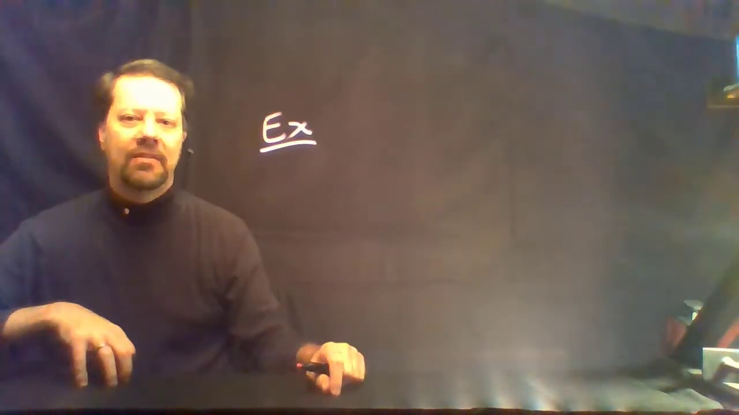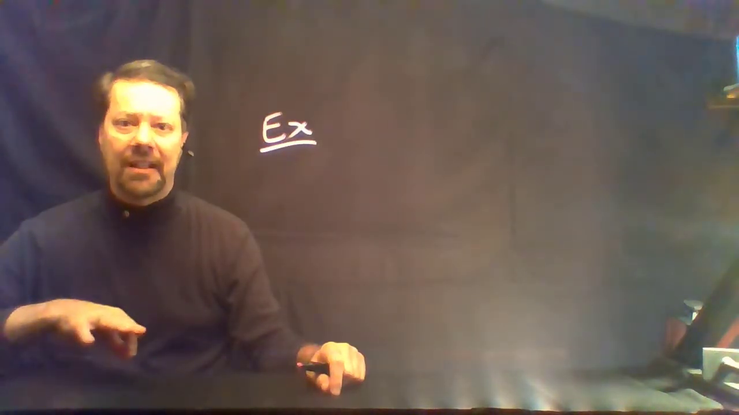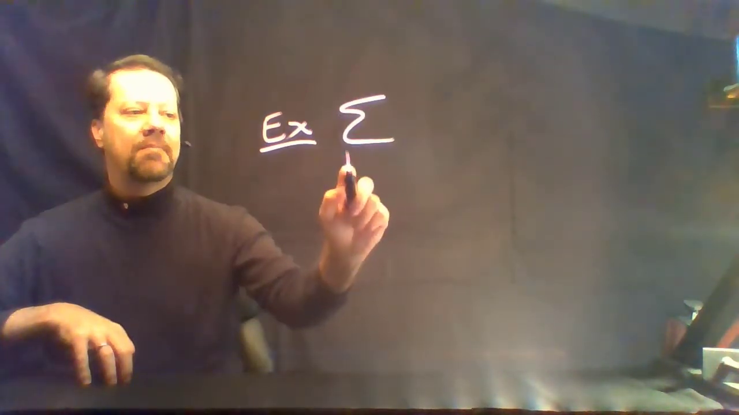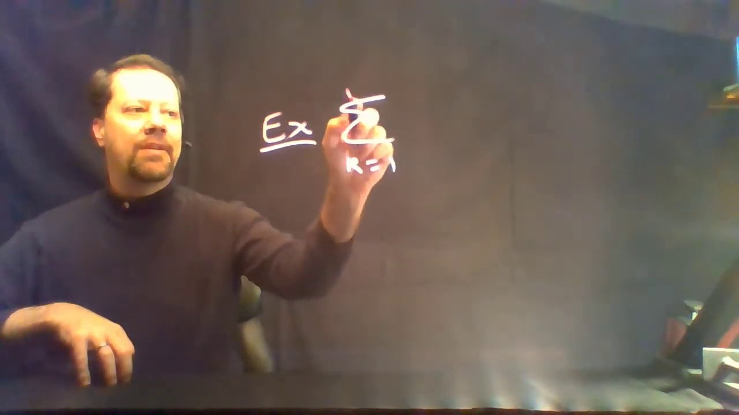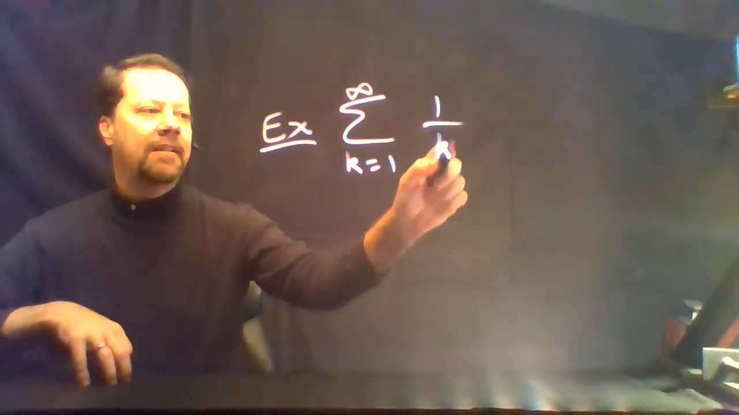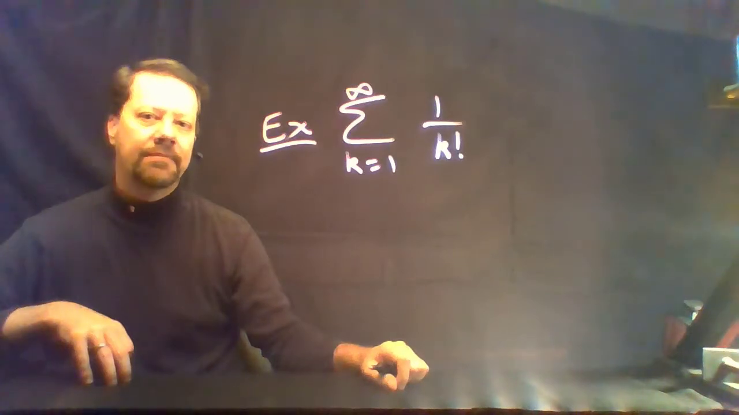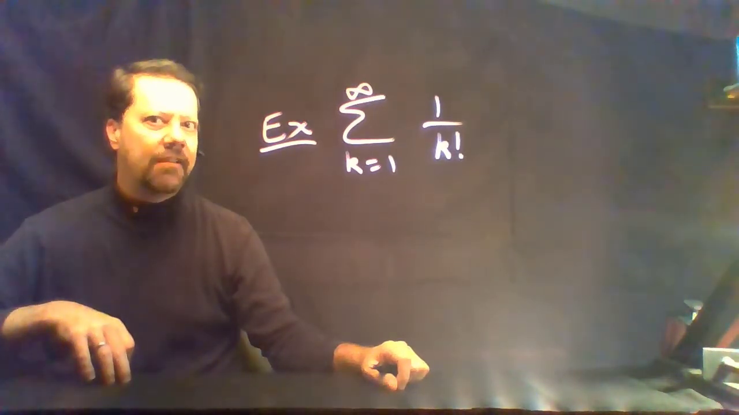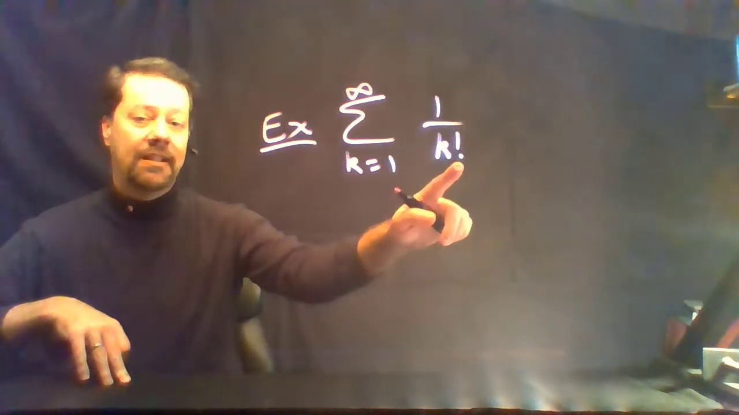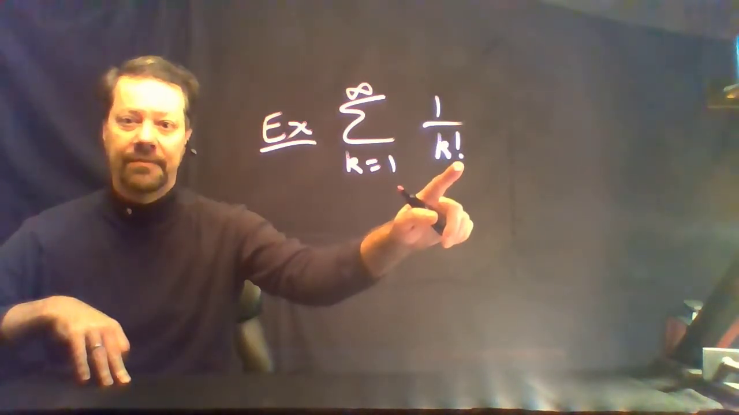Before proceeding to the proof, let me give you an example where the ratio test would definitely be a big advantage. Let's look at the sum as k goes from 1 to infinity of 1 divided by k factorial. One key indicator of where you're going to definitely want to use the ratio test is whenever you have a factorial.